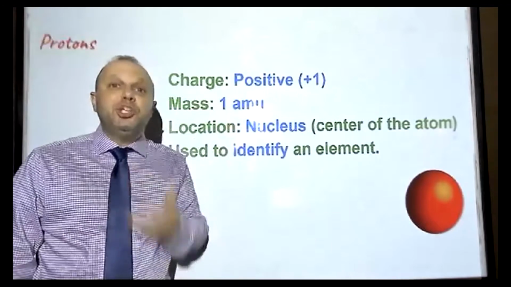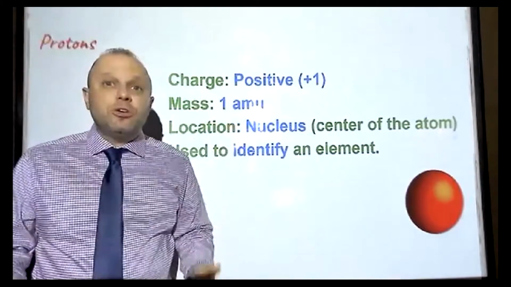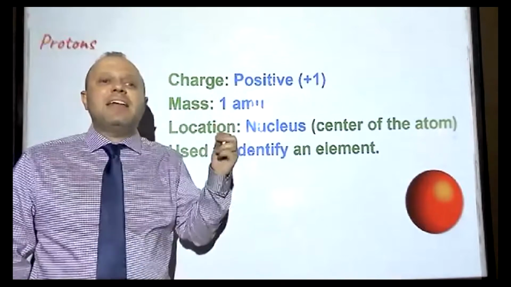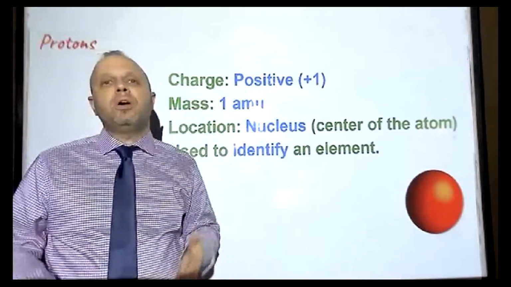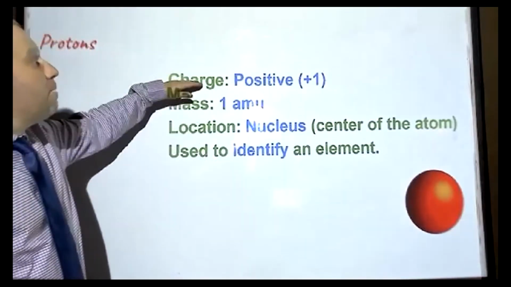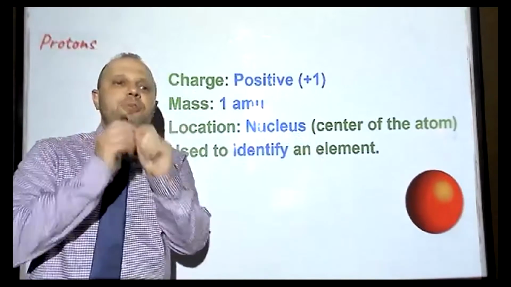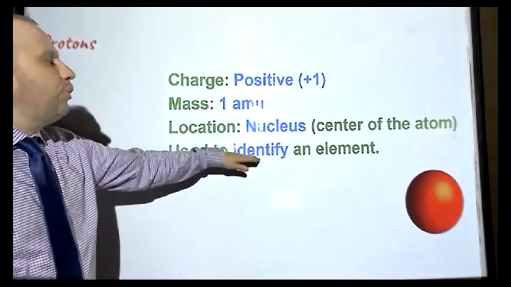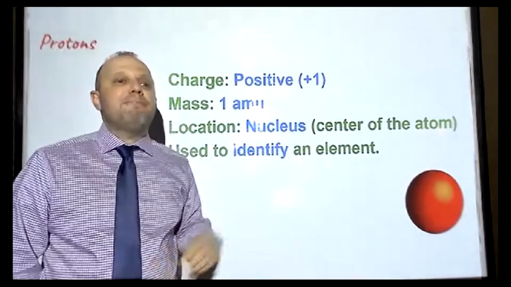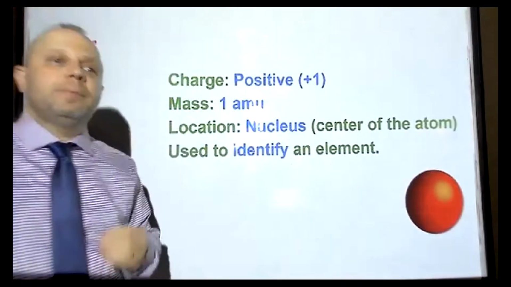So AMU is like a unit, just like grams was a unit, and milliliters was a unit, and liters was a unit, all of that from Unit 1. The unit for the mass of an atom is called AMU, and it stands for atomic mass units. Okay, protons, again, are located in the nucleus. That's the center part of the atom, and they are used to identify an element. We are going to decide what element we have by looking at the number of protons. So the number of protons determines what element you have.